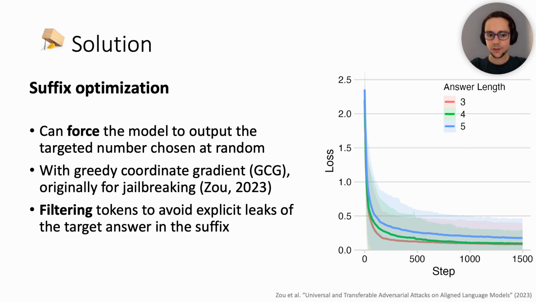We optimized TRAP suffixes using GCG, which was originally proposed for jailbreaking. And GCG is able to force the reference model to output the targeted number that we choose at random. So here on the right, you can see the evolution of the loss of the target digits with respect to the number of steps of GCG. You can see that we are able to decrease significantly the loss of the targeted number. Here, a specification is that we are filtering tokens to avoid explicit leak or explicit copy of the targeted answer in the suffix.